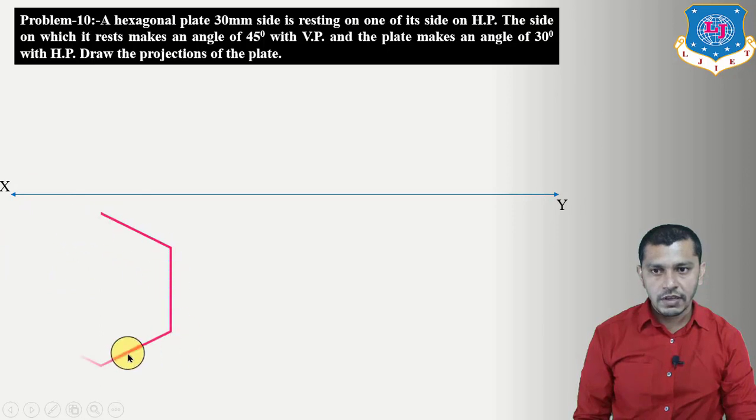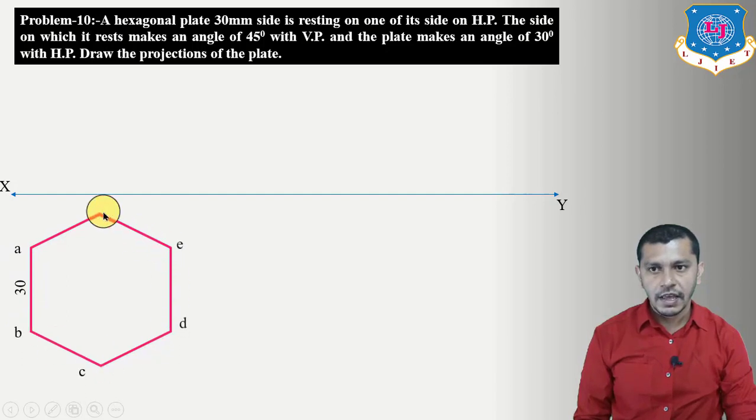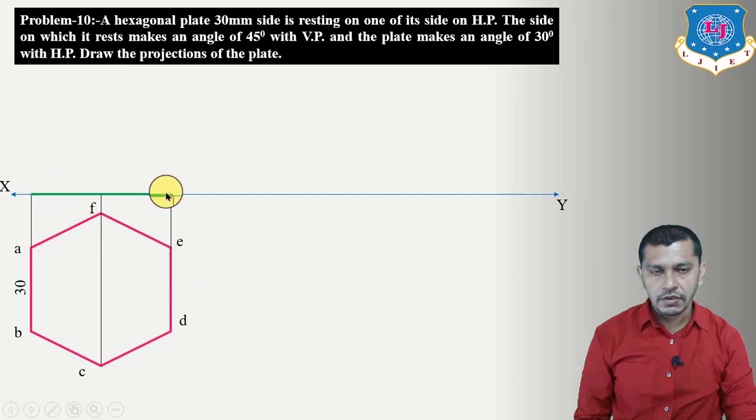So let's start with the hexagon. Draw a hexagon having side 30 mm by taking one of the sides on the left hand side. It should be perpendicular to the XY reference line. This is our A, B, C, D, E and F. Now we have to draw the elevation. For that, project all these points vertically upwards. So this will be our elevation, A dash B dash, C dash F dash and D dash E dash.